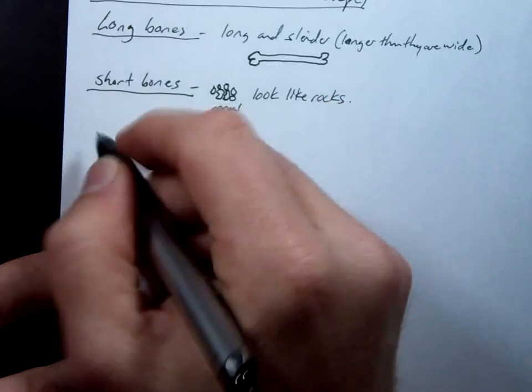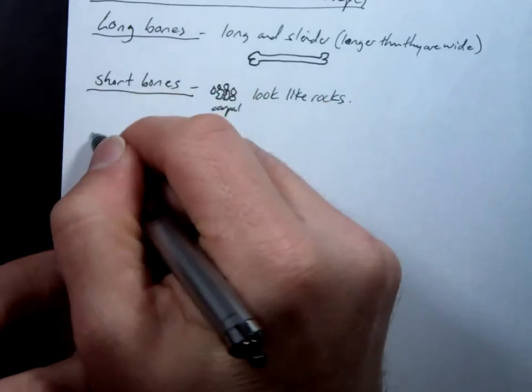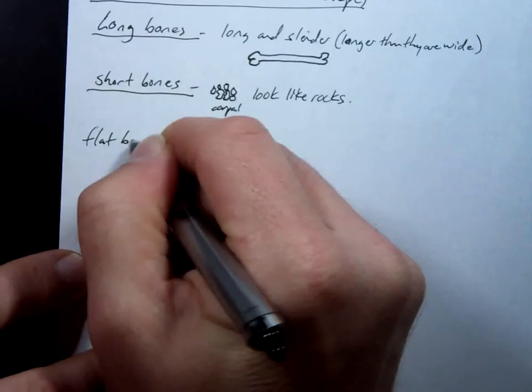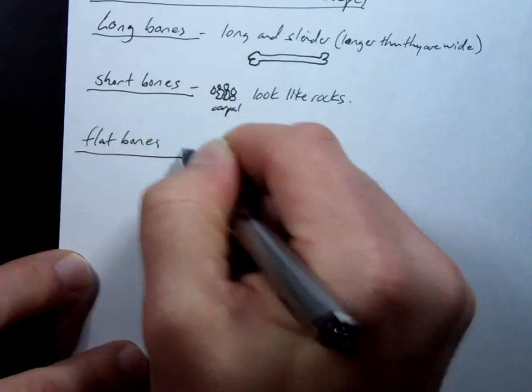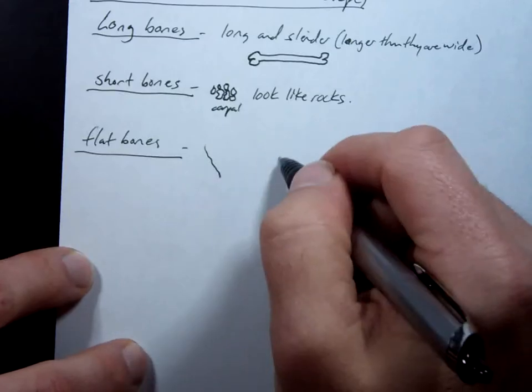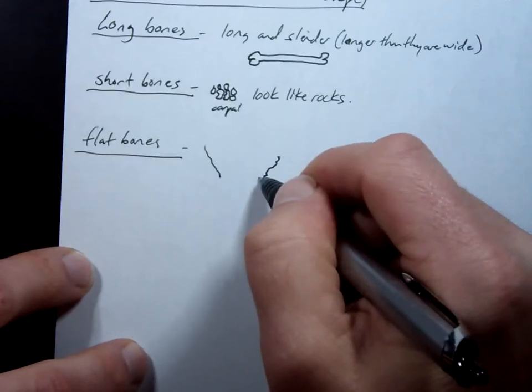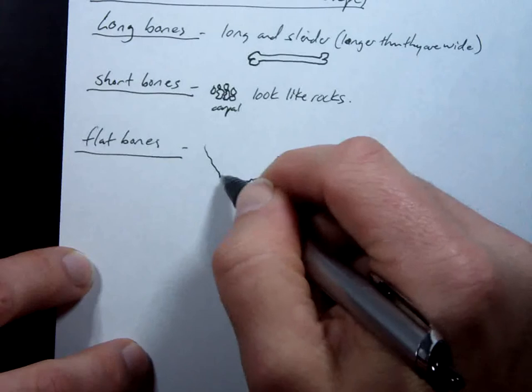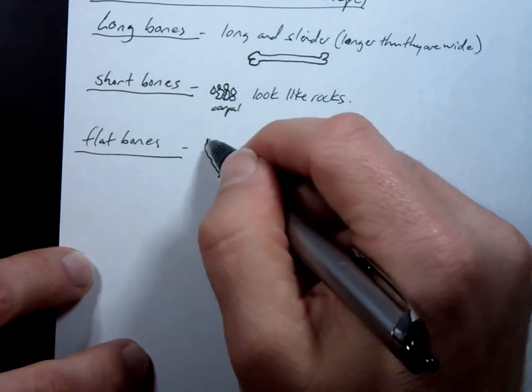All right. In addition to long bones, short bones, we also have flat bones. An example of a flat bone. Scapula is a good example, but I didn't draw that one here. I'm failing at something else right now.